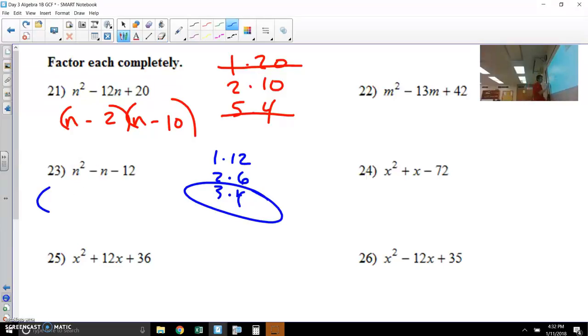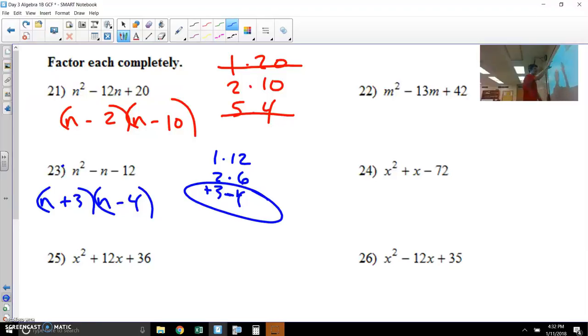So when I go to build those parentheses, I'm going to have two n's. That's how they're multiplying to be that n squared in the front. But to get to negative 1, I need a positive 3 and then subtract 4. And so that's the signs within that polynomial. Okay? And I think that's where I'm going to stop.